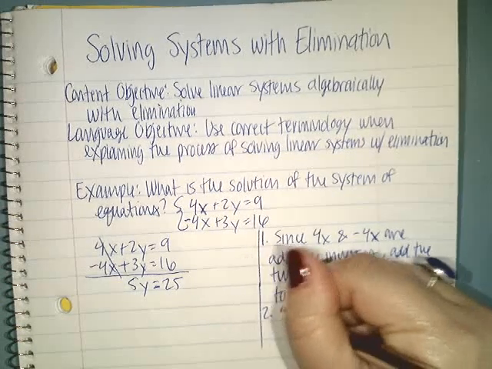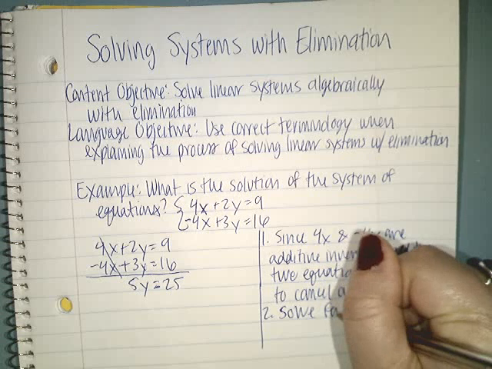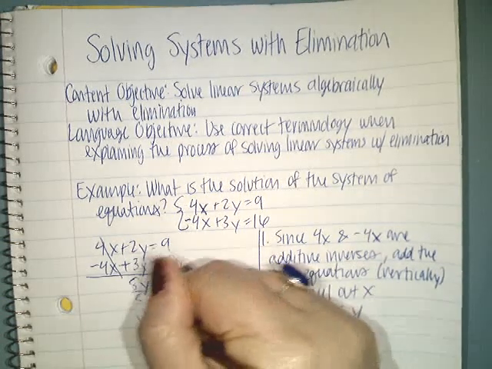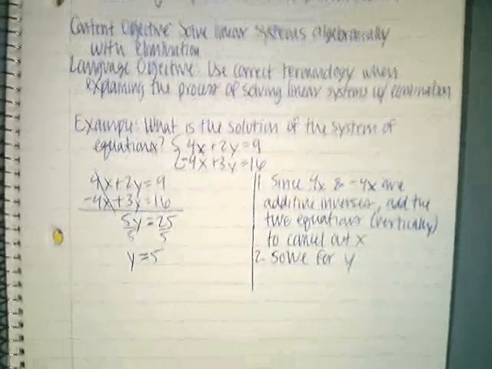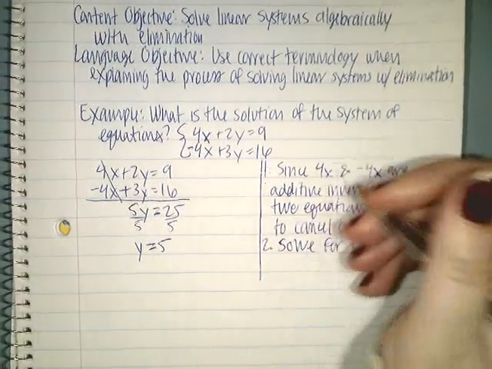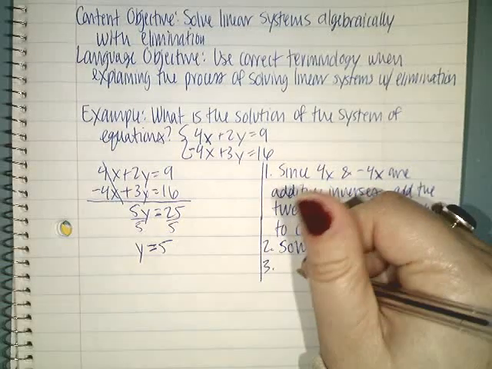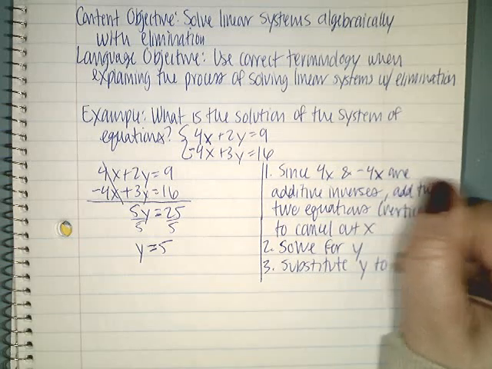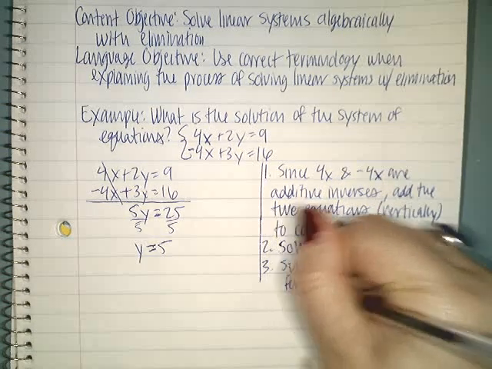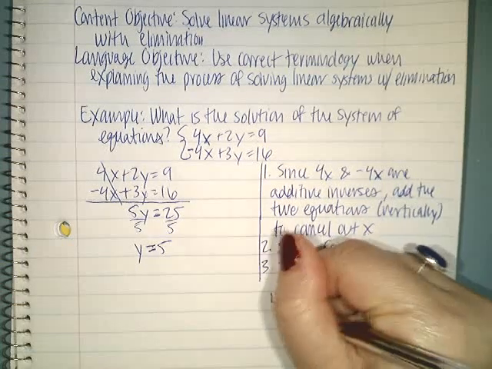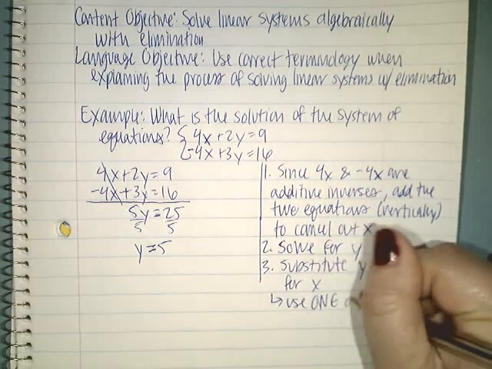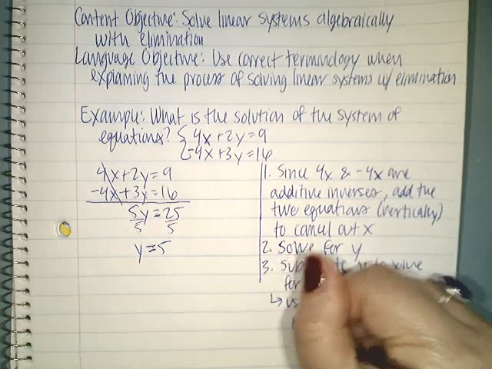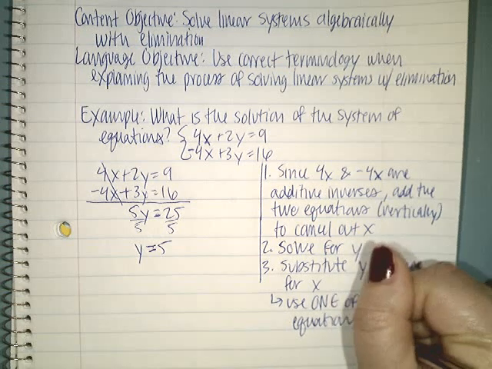Now I'm just going to continue to solve for y. So I'm going to divide both sides by 5, and I get y equals 5. Now that I have my y value, I'm going to finish this off with substitution. So I have to substitute y into one of my original equations to solve for x. It does not matter which one, so choose whichever one you think is easier.